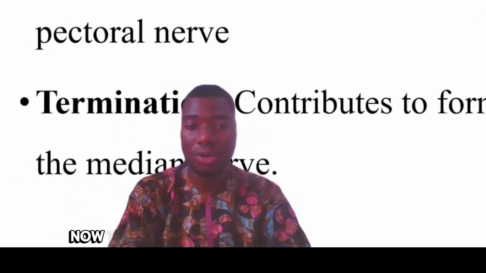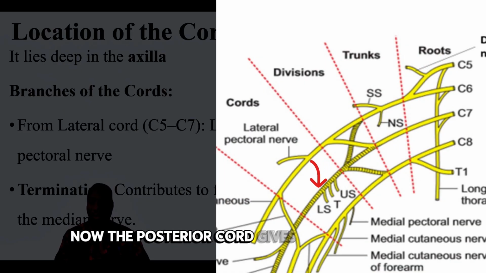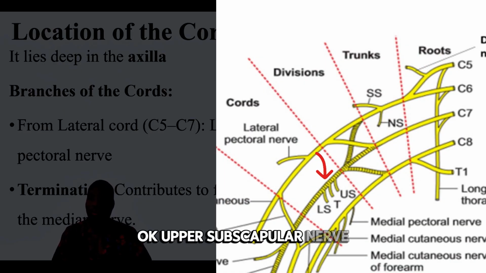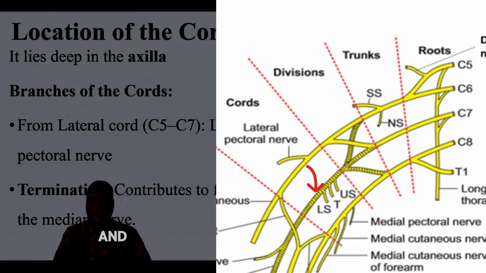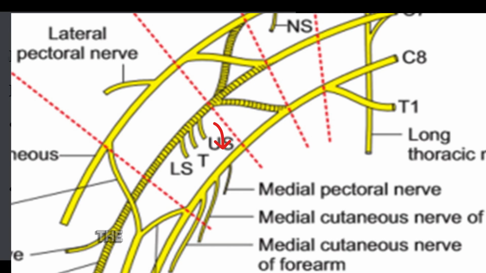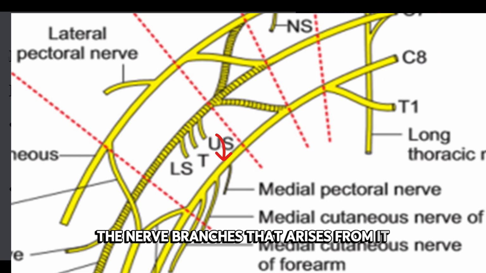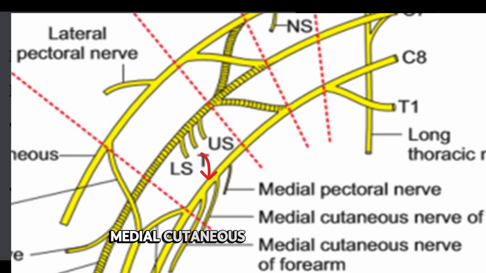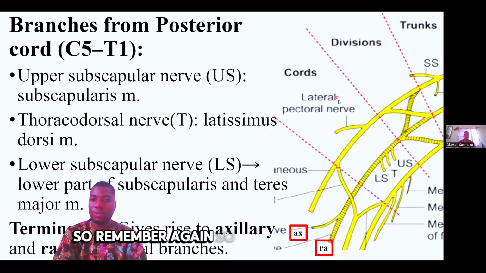Now, the posterior cord gives 3 branches: upper subscapular nerve, lower subscapular nerve, and the middle one, thoracodorsal nerve. Now, when we move to the medial cord, the nerve branches that arise from it are the medial pectoral nerve, medial cutaneous nerve of the arm, and medial cutaneous nerve of the forearm. So remember again, these are the branches: lateral pectoral nerve, and the branches of the posterior cord are upper subscapular nerve, thoracodorsal nerve, and lower subscapular nerve.